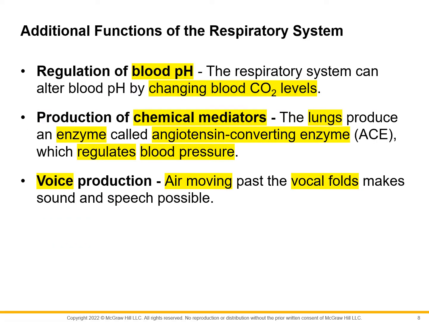Listed here are the other functions of the respiratory system. Ano pang ibang kayang gawin ng respiratory system aside from exchanging oxygen and carbon dioxide? The respiratory system can maintain the pH of the blood by getting rid of the excess carbon dioxide. So first question, ano ba ang normal pH ng blood? Alright, so it's at 7.35 to 7.45, which is slightly alkaline.